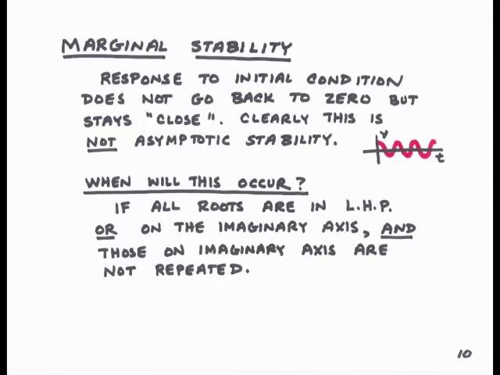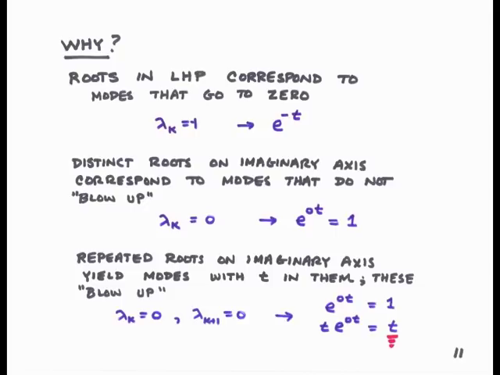In this case, some of the modes decay to zero as time goes to infinity, and others do not. The ones that do not remain bounded, however. These modes do not blow up to infinity as time goes to infinity. Here is a concise explanation of this result. Any roots in the left half plane correspond to modes that go to zero. For example, if lambda k is minus 1, the mode is e to the negative t, and that goes to zero as time goes to infinity.